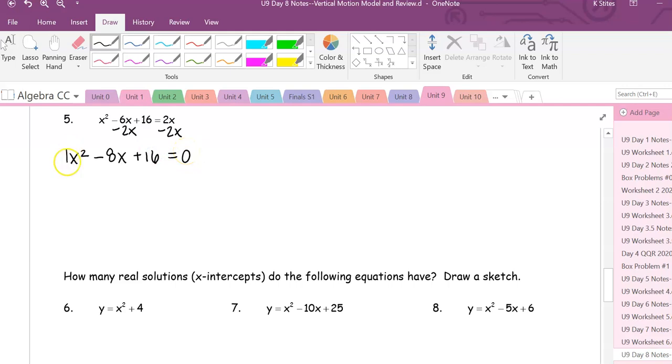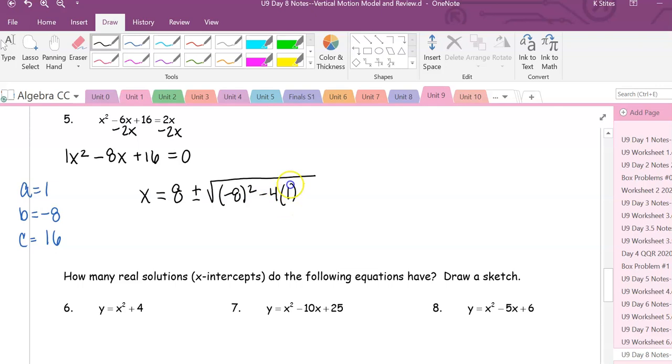Okay, and now your A value is just going to be a 1. Our B value is a -8. And our C value is a 16. Okay, here we go. X equals opposite B, so my -8 becomes a +8, plus or minus square root of B squared, again, make sure you have parentheses, minus 4 times A times C, all over 2 times A.